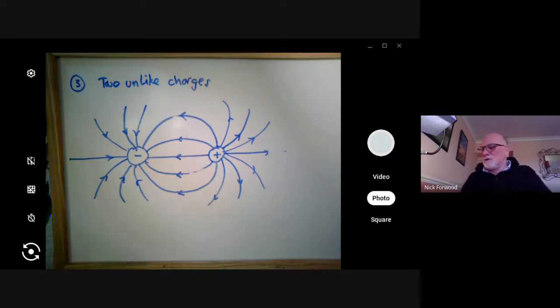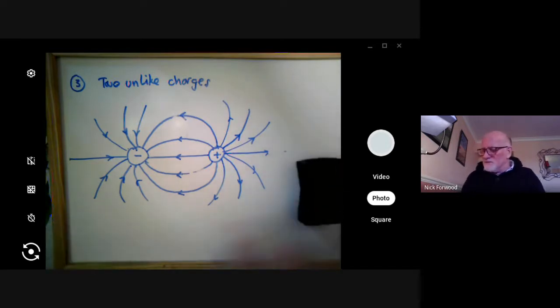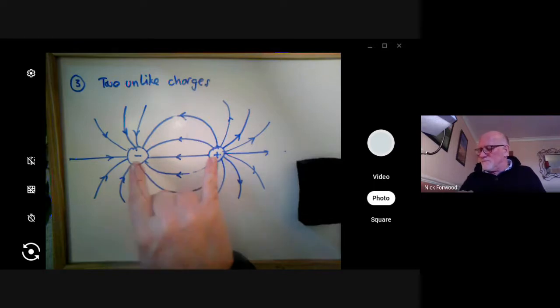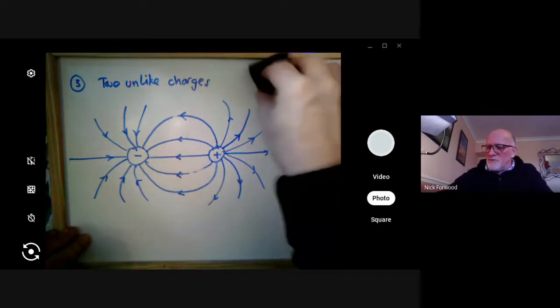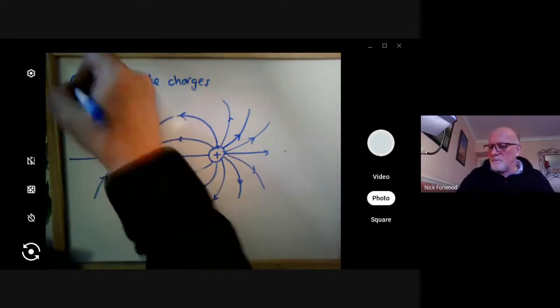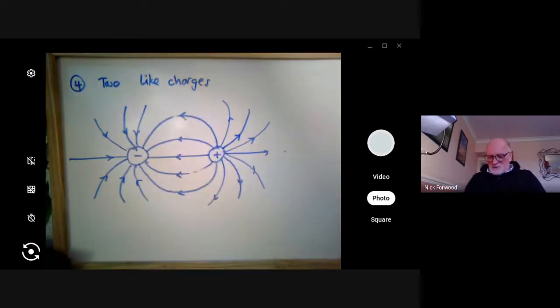Got 2 to go. So I'm going to do number 4 now, which is what happens. There's 2 parts to number 4. There's 4A and 4B. That's when these charges are both like each other. They're what are called like charges. So number 4 coming up now is 2 like charges.